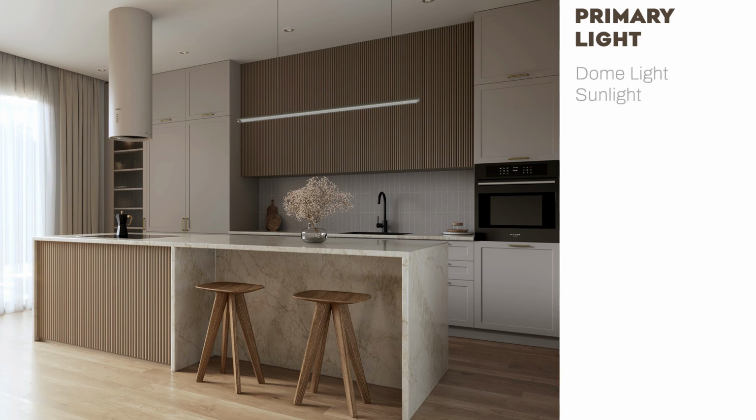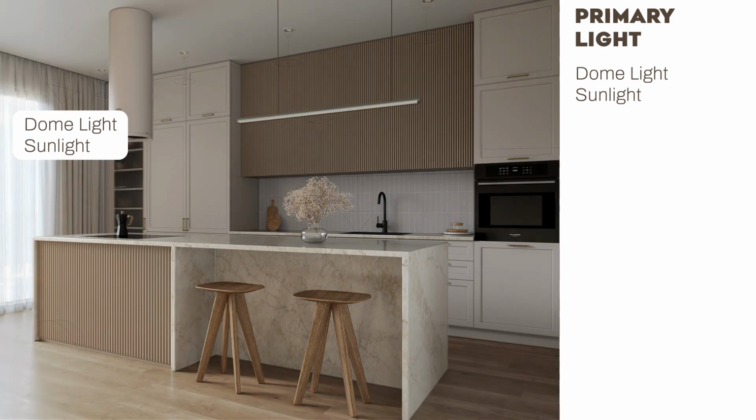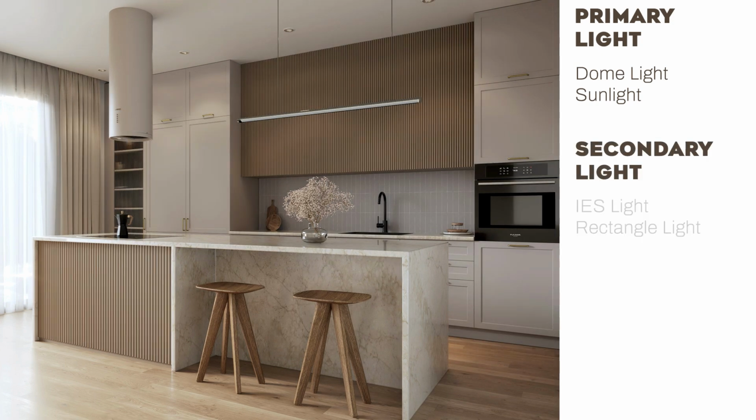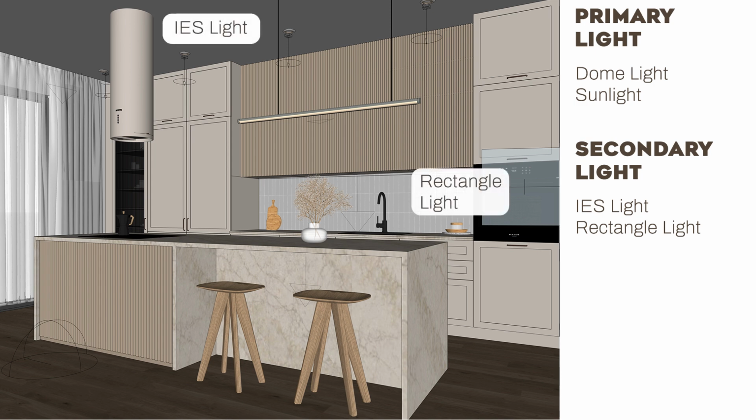Primary lights, such as dome light with HDRI maps and sunlight, act as the main sources of illumination, shaping the overall lighting and mood of the surrounding environment. Secondary lights, such as IES lights and rectangle lights, support the primary light by brightening dark areas and enhancing specific parts of the scene.